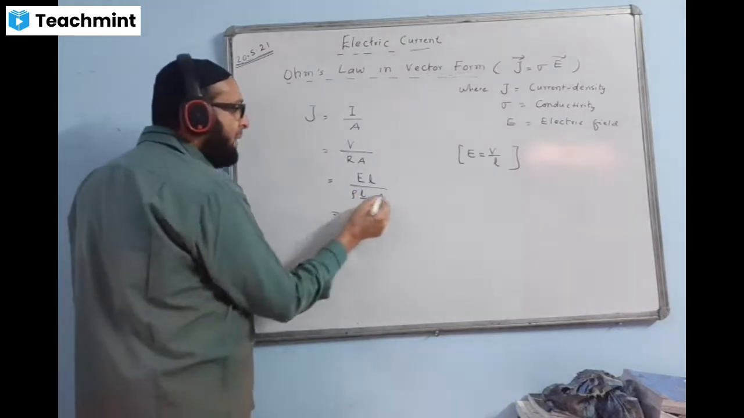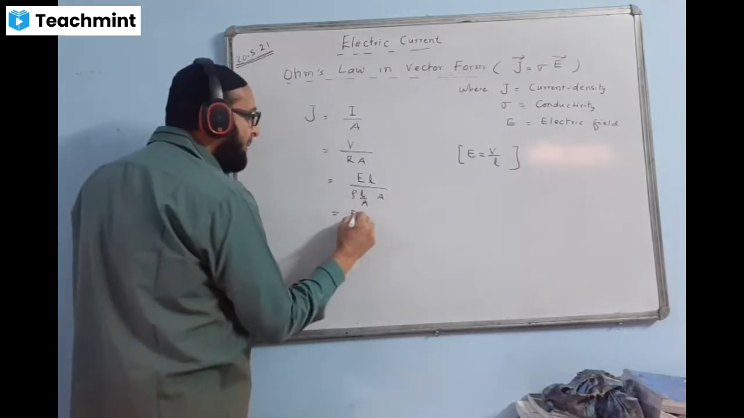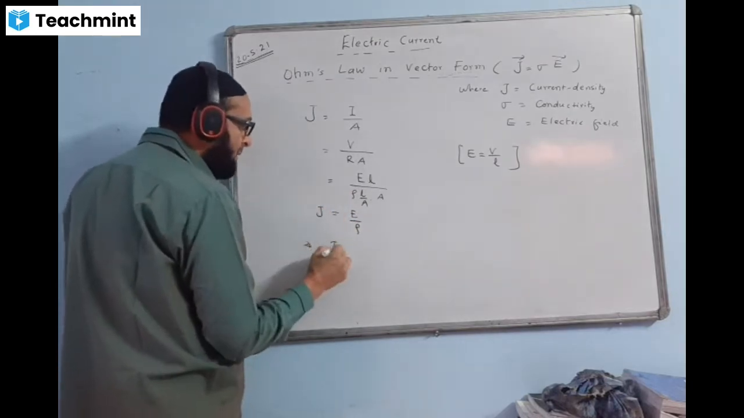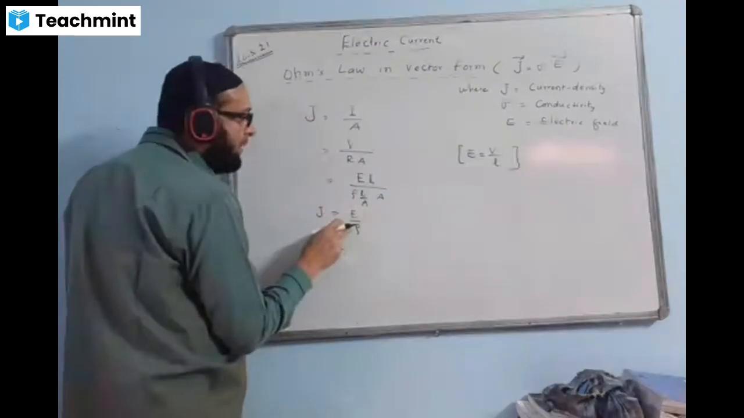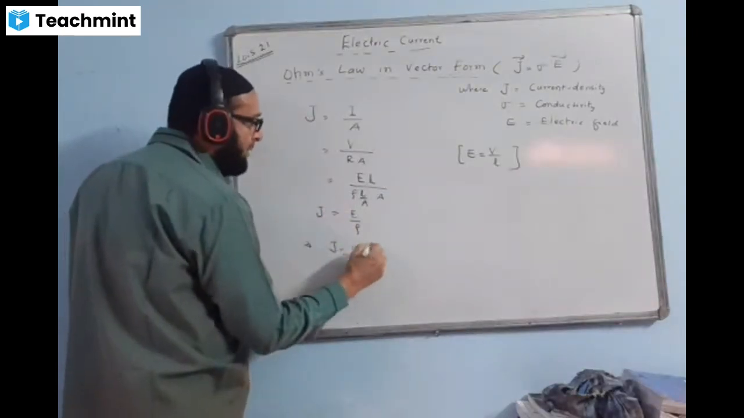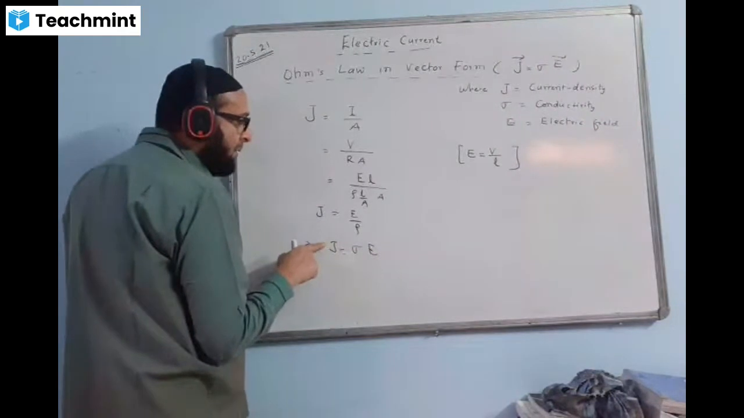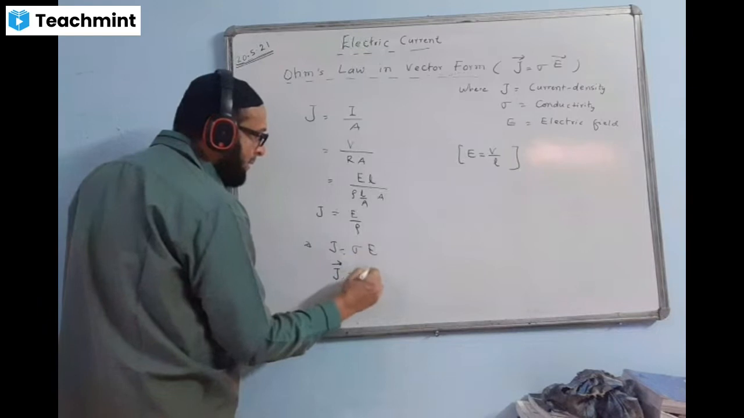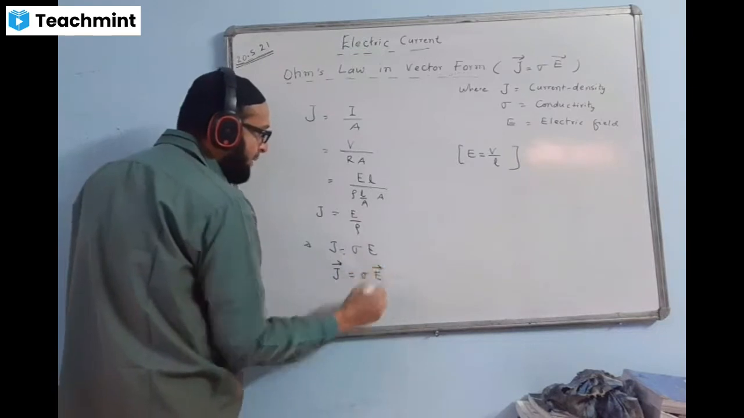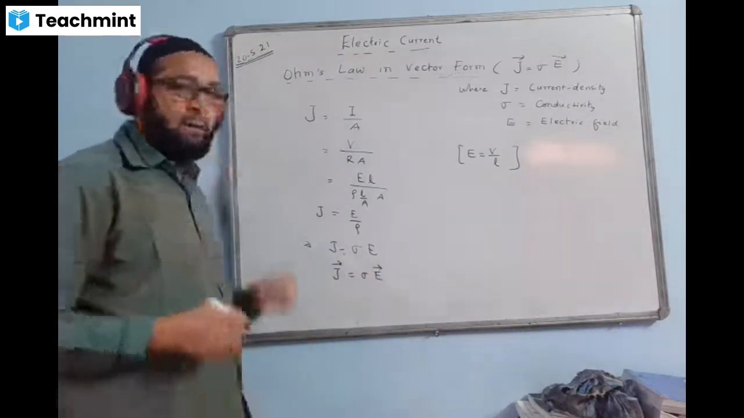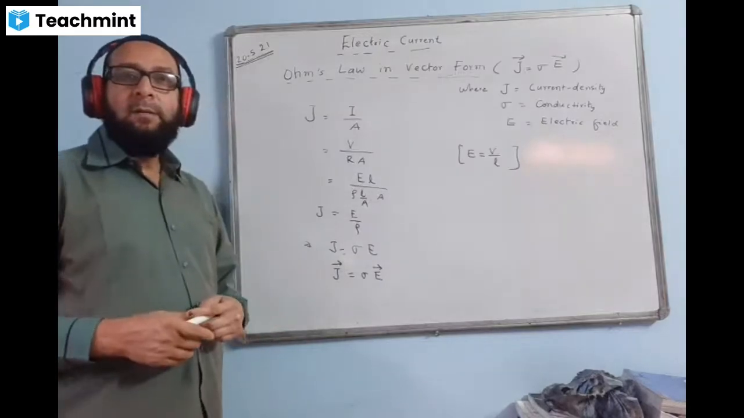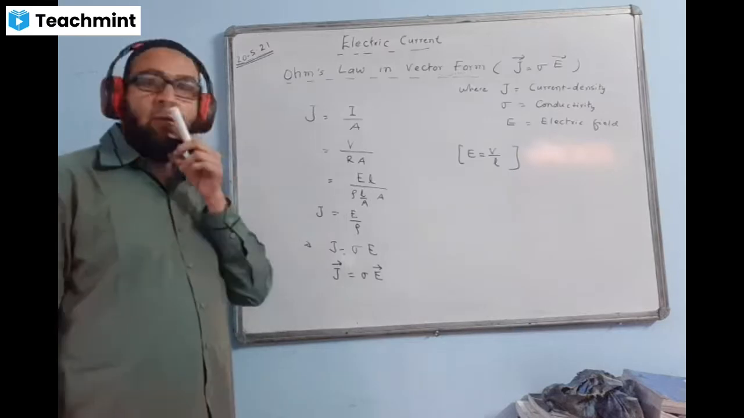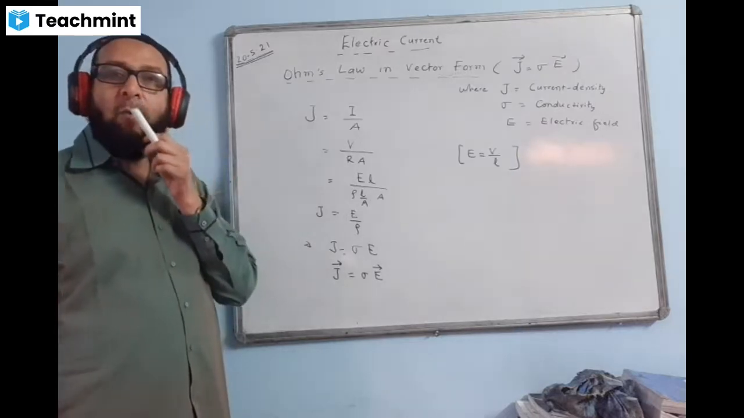Now I'll cancel. A and A will cancel, L and L will cancel. The answer coming is only E by rho. J is E upon rho, and 1 by rho, the reciprocal, is called conductivity sigma. J is a vector, E is also a vector. Therefore we write J equal to sigma times electric field, J is equal to sigma E. This is how we get Ohm's law in vector form. This equation is called Ohm's law in vector form.